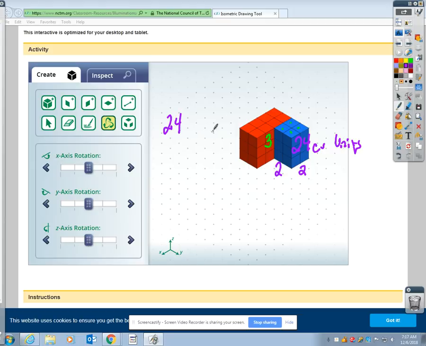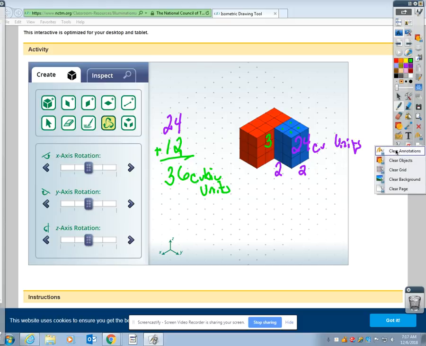That means there are 24 red ones, and there are 12 blue ones. So I add those two together to get a total of 36 cubic units. So that combined volume of both of those shapes would be 36 cubic units.